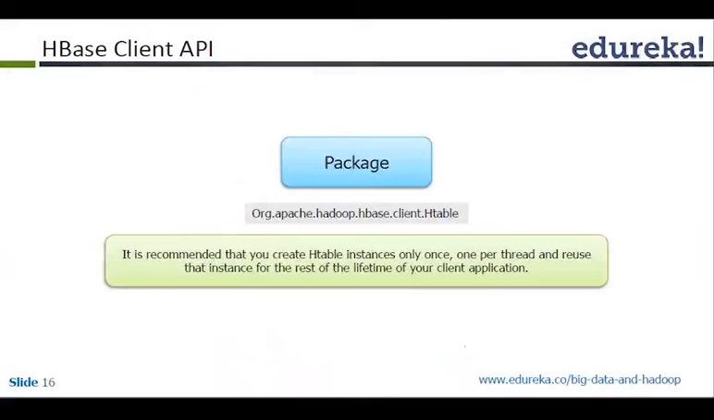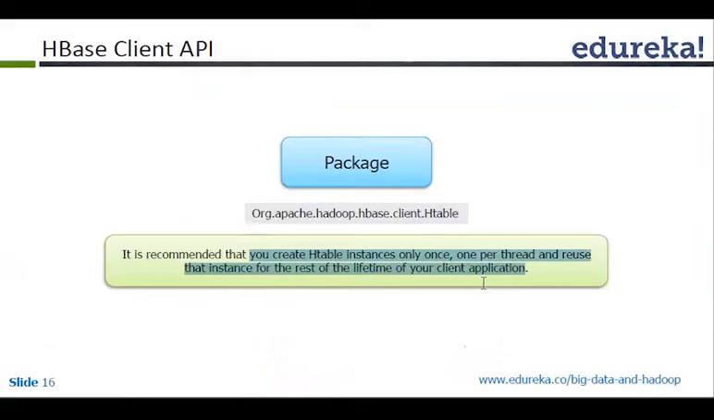So let me go back to the PDF. You see over here, for using the HBase client API, you will use a class called HTable. And we say that it is better to create an HTable instance only once, one per thread, and reuse that instance in the life cycle of your application.